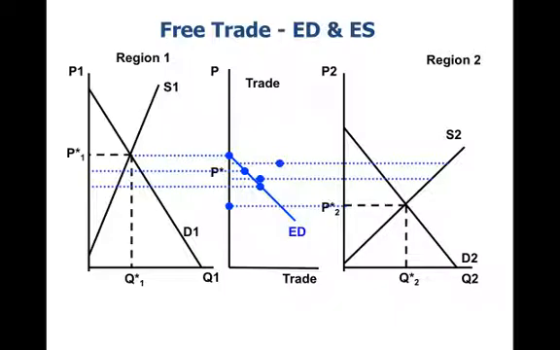And again, we could do this for all different price levels above P2 star and then connect those dots, and what we would get is something that we call an excess supply curve. That upward sloping excess supply curve in the trade market reflects the volume of unsold product that's available in region 2 at the respective prices. So what's important to recognize here is that excess supply shows what region 2 has to offer outside of its domestic market, and excess demand shows the unmet demand that can't be met by domestic production in region 1.